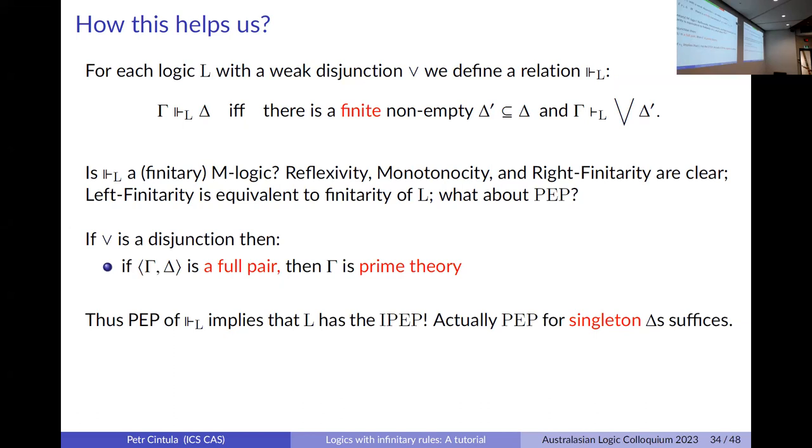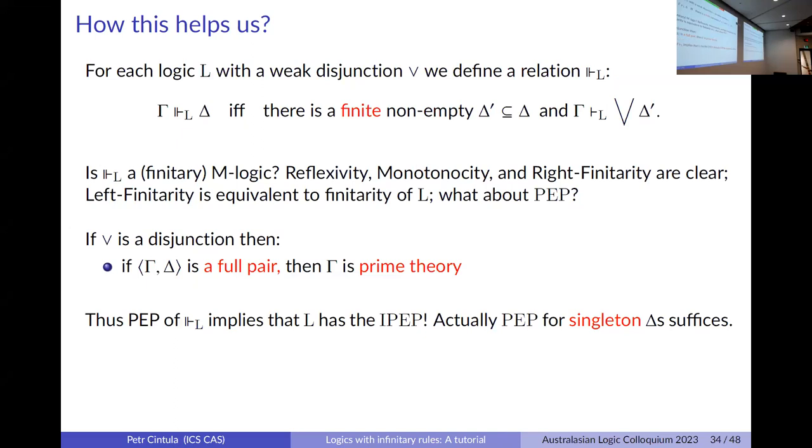Because of this reason. Whenever this gamma and delta is a full pair and the disjunction is actually a disjunction, not just weak, but a disjunction, then gamma is a prime theory. So in the full pairs, this is to be a prime theory. Of course, imagine that gamma doesn't prove phi and doesn't prove psi. Then because this is a full pair, phi and psi are in delta. So then gamma cannot prove their disjunction, because if it proves their disjunction, then this would not be a pair. This would mean gamma proves delta. Okay? So that's clear.